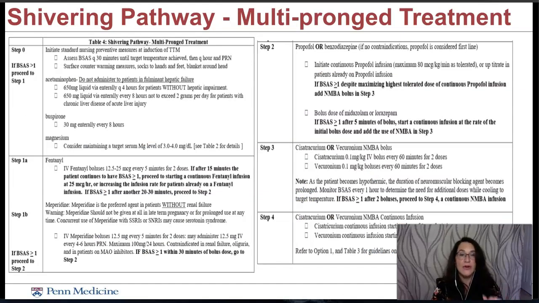All right, this is the shivering pathway multi-pronged treatment. That is table 4, page 7 of that CPG. And you see it's a little bit busy because there's a lot of things within those steps. But I'll show you step 0, which I guess means that we're on the floor. And that means we should be initiating the standard nursing preventative measures of induction of TTM, which is the BSAS Q30 minutes, so we're looking for shivering. And then we're also looking for surface counterwarming measures. Socks, hands to feet, blanket, blanket.